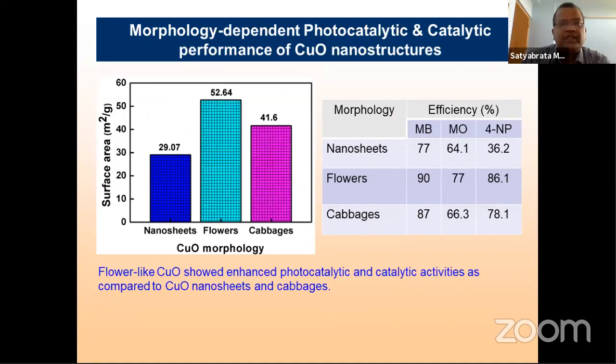But in that context, what we see here is morphology-dependent photocatalytic and catalytic activity shown by copper oxide nanostructures. The surface area measured through BET analysis shows that flowers have the highest surface area of 52.64 meters squared per gram, followed by cabbages and nanoseeds. Now, this surface area is going to be important for catalysis, because the number of active sites and surface will play a critical role in adsorption of these pollutant molecules. And this adsorption process is going to have a say. And of course, this will help efficient detoxification of wastewater. So the flower-like morphology has the highest efficiency for degrading methylene blue, methyl orange, 4-nitrophenol. So they are the best ones among all the copper oxide nanostructures synthesized in my group.